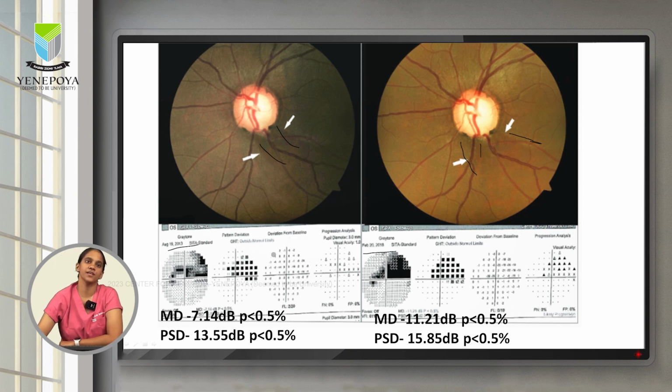If you look at this, mean deviation is -7 here. It has gone to -11 here. So this much change is not allowed. This is too much change. Same thing in pattern standard deviation, that has also risen here. Both of them are p less than 0.5. This indicates progression.